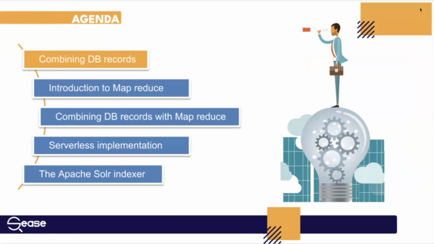Today, we are going to see one of the main problems of an indexer, so how we combine records from the database. Then we can see a short introduction about MapReduce, so we can have everybody on the same page. And then we can see how we can combine records in a database using MapReduce. And finally, we can focus on the serverless implementation. Finally, we can see some results.